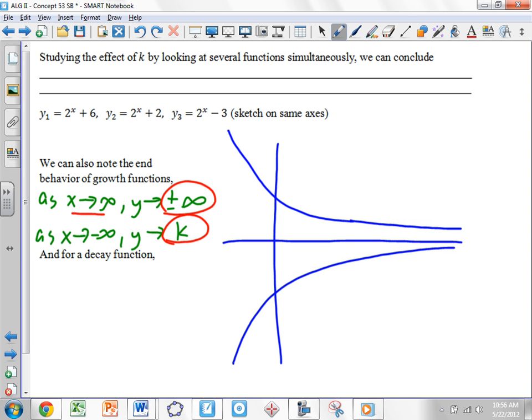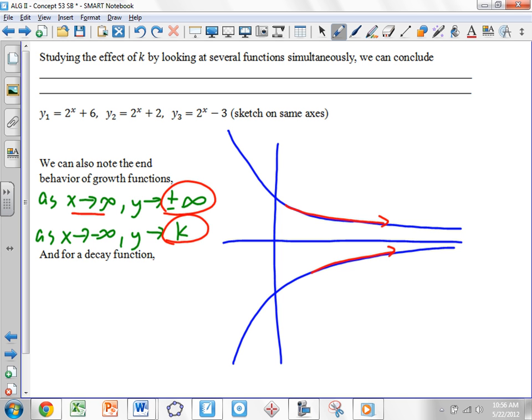But now take a look. As x goes to the right, what's happening to the function? Oh. It's going to positive infinity. You're not saying it right, Marcus, but you have the right answer. It's decreasing, or it's going toward the x-axis, right? In this case, the x-axis is like our K value.